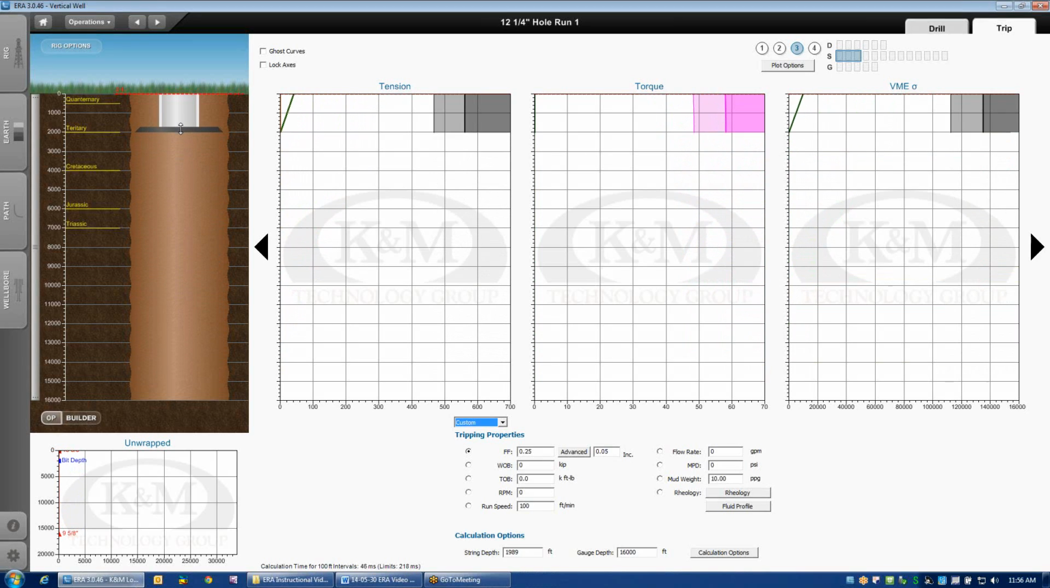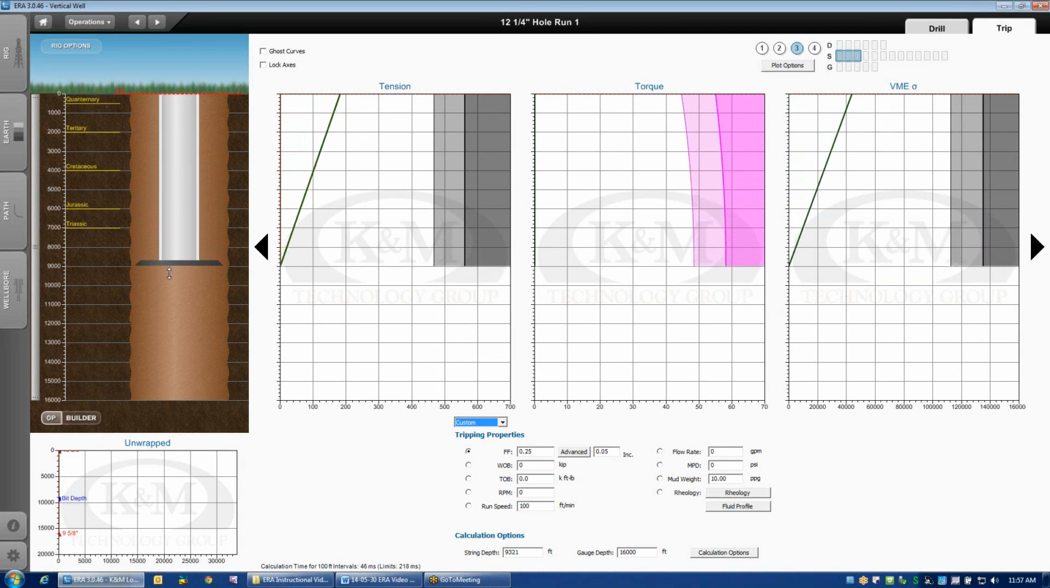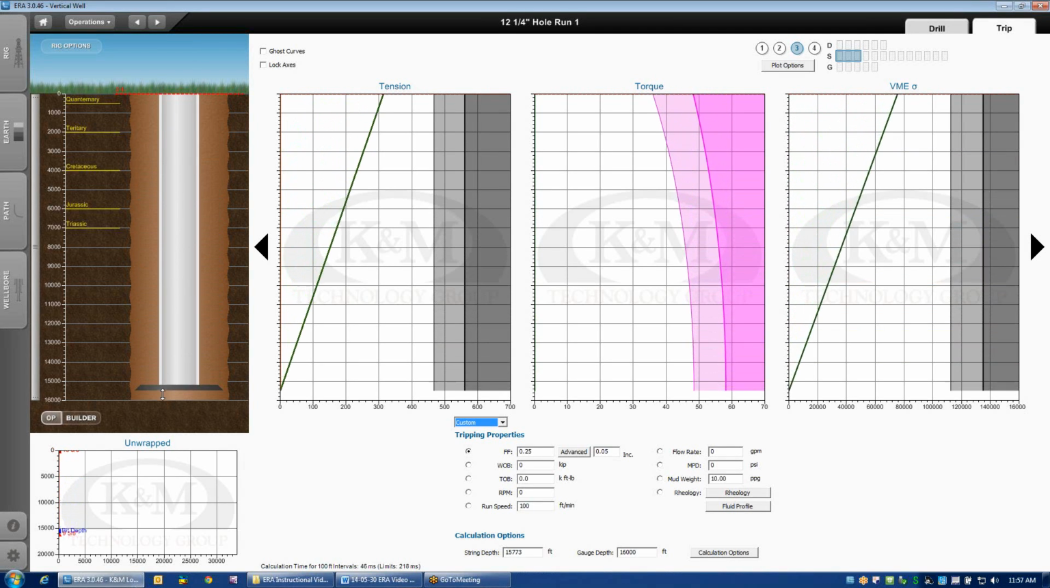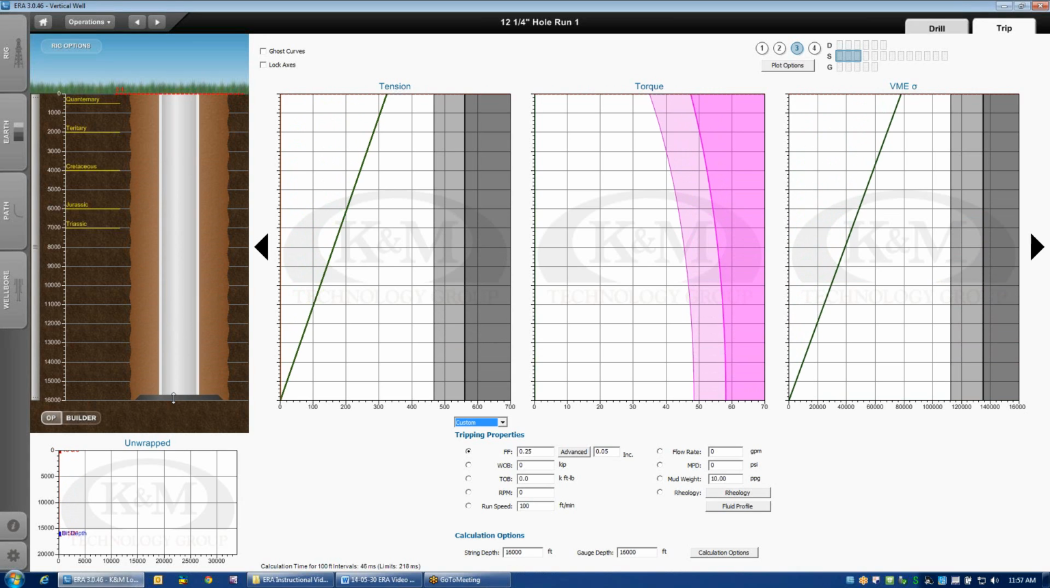When I'm very shallow in the well and there's hardly any tension, well, I can apply all the way up to almost 50,000 foot-pounds. But as the string gets deeper and the tension in the string increases, of course, I can't apply as much torque. I'm using up more and more of the capacity of the pipe.